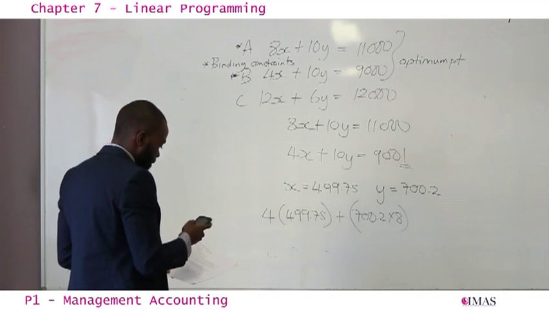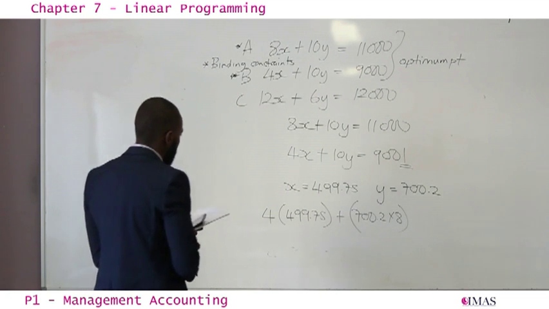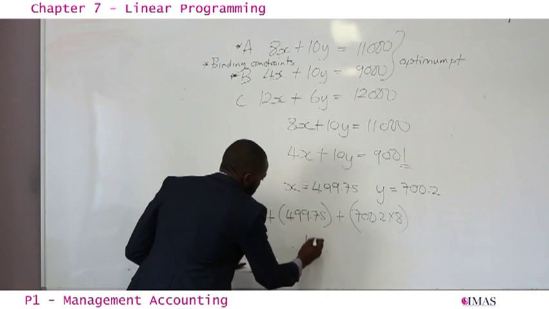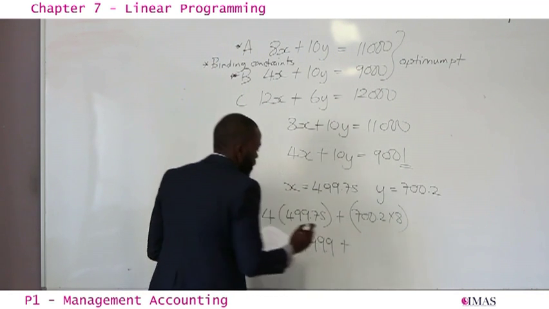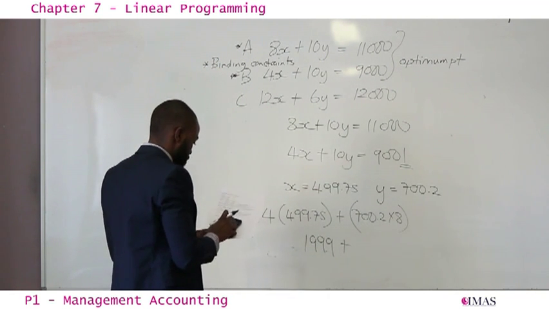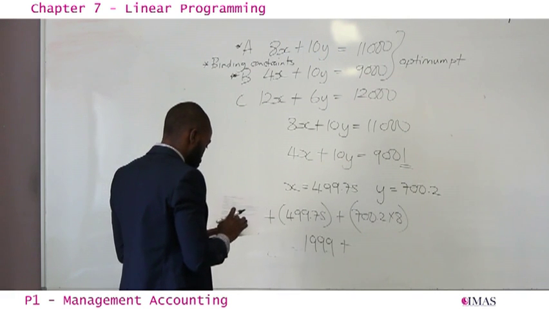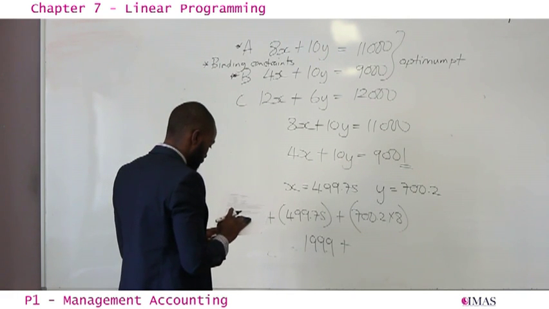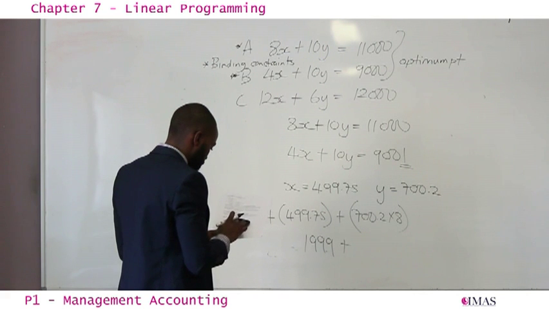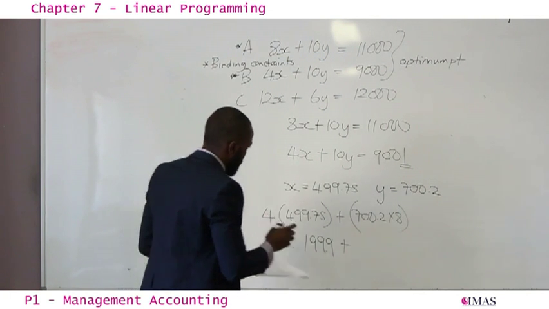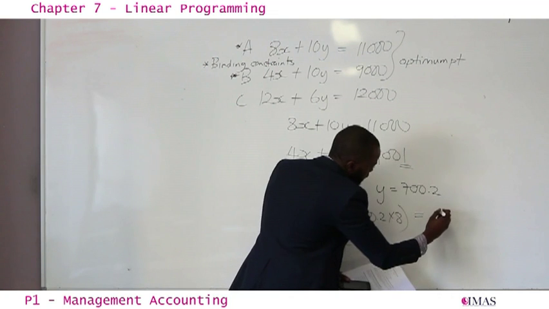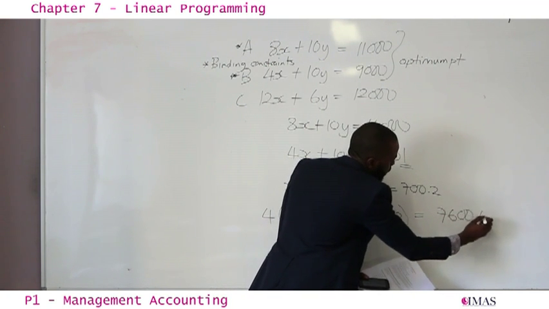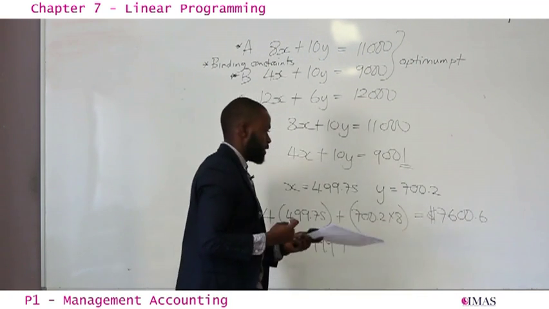So it's 4 times 499.75, which is 1,999, plus 700.2 times 8, plus 1,999. Now the contribution here we get as 7,660. Okay, 7,660.